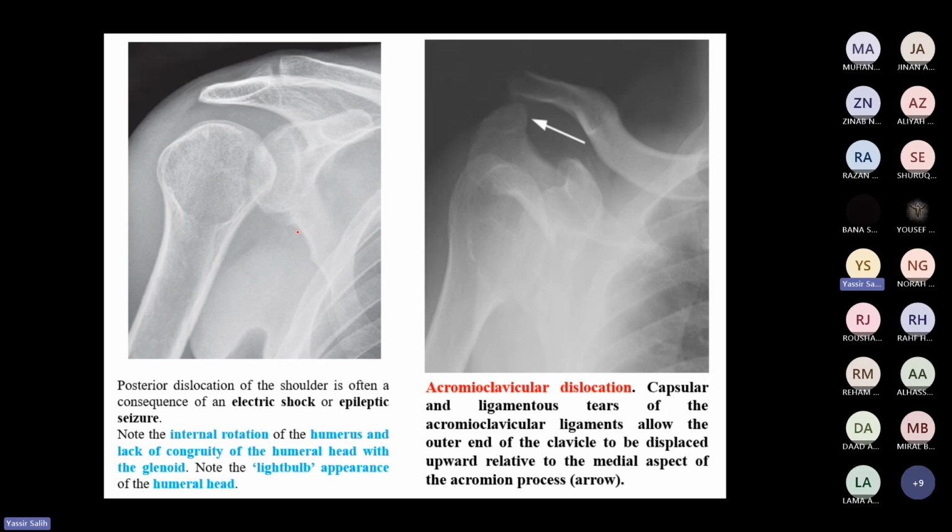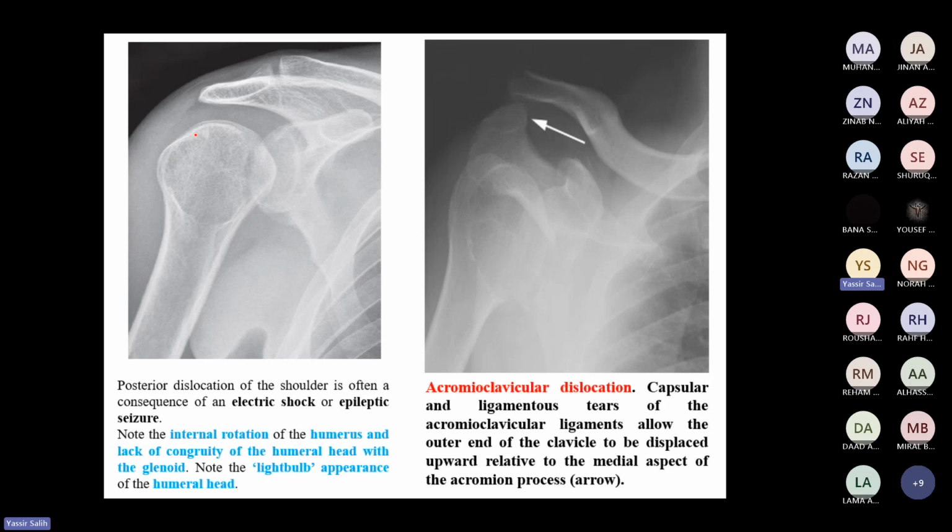The patient suffers electric shock, fall after falling, or epileptic fits or seizure, and this dislocation happens. You can see there is a displacement of the head of the humerus, with internal rotation. The humeral head lacks its congruity, meaning it is not in its place, out of the normal articulation place. It has a characteristic shape, they call it the light bulb.